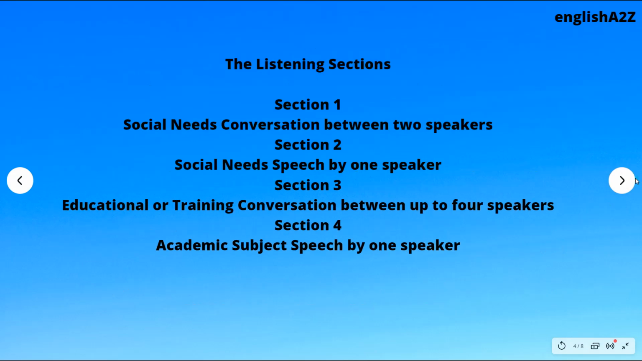So let's look at the listening sections. We start with social needs: a conversation between two speakers. It could be anything. They could be talking about organizing going to a cinema, or applying for a job and talking about the job application. It can be many, many things. So do not worry, these are not difficult.